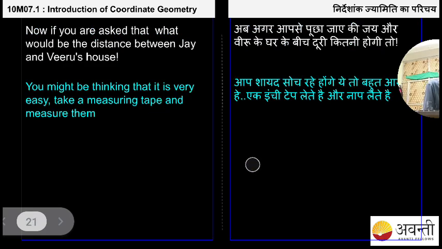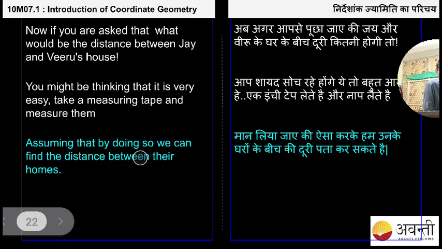You might be thinking that it is very easy, take a measuring tape and measure them, but no, it's not like that. Assuming that by doing so we can find the distance between their homes.